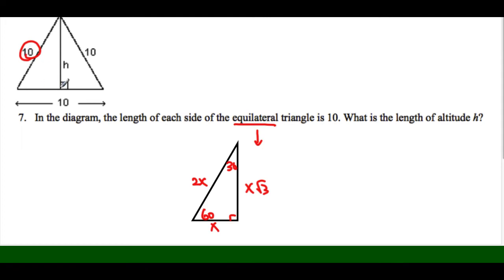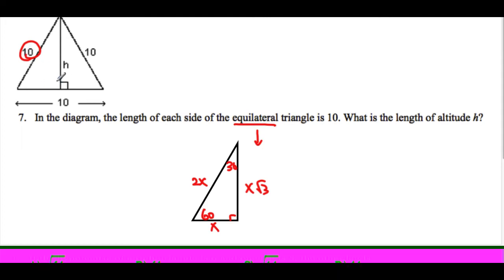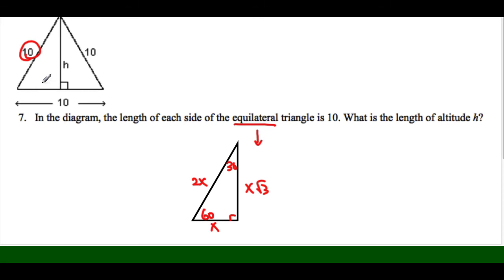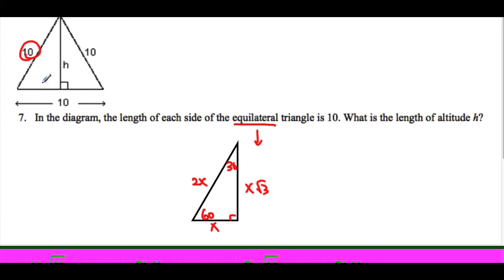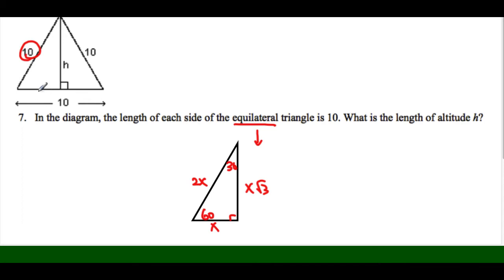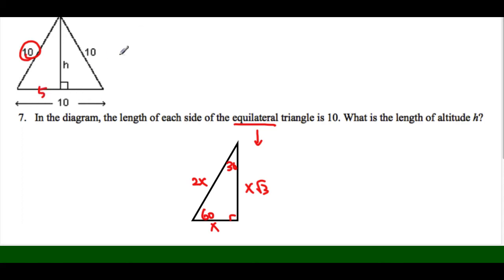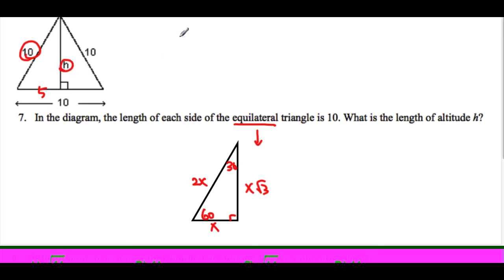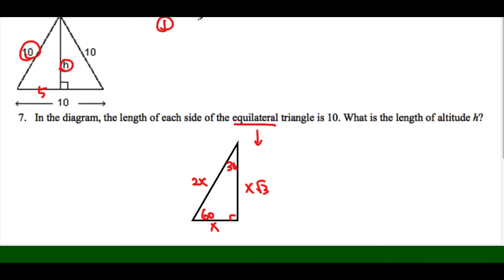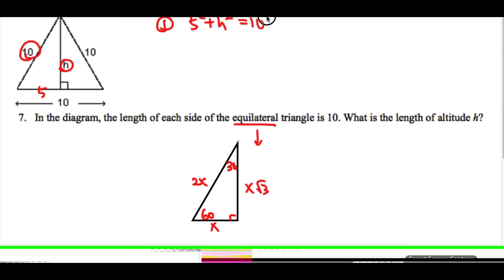Then if you cut the altitude down, as we talked about earlier in the class, this altitude will also cut the opposite side in half. And that would be the case in an equilateral triangle. So here we get, this one is 5. And then you can use the Pythagorean Theorem. So one method which you could have done was 5 squared plus h squared is equal to 10 squared, and then figure out the value.